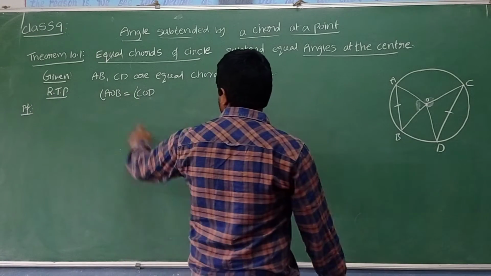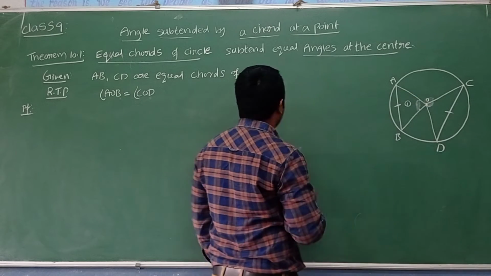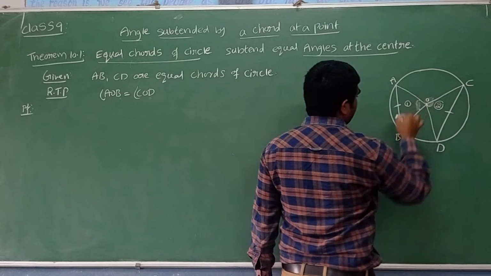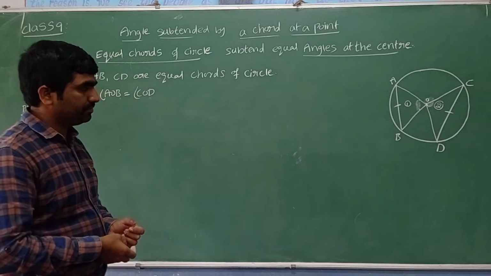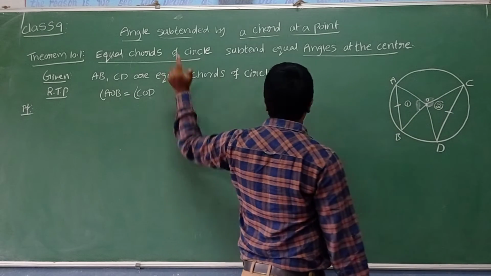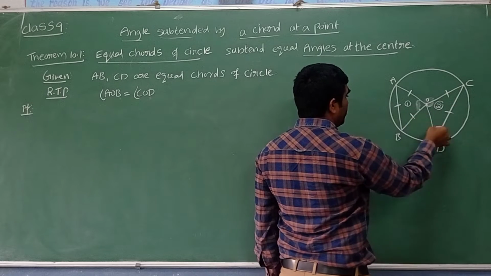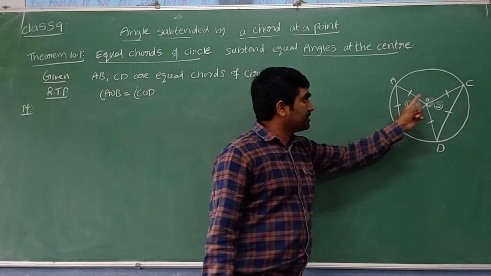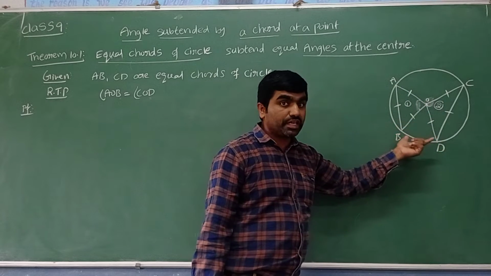Now let me take two triangles: triangle AOB based on angle AOB, and triangle COD based on angle COD. Now we have to prove that both triangles are congruent. Already they said AB is equal to CD, the two curves are equal in length, and we know that OA equals OC equals OB equals OD, radii of the same circle. Now triangle AOB and triangle COD are congruent by which criteria?